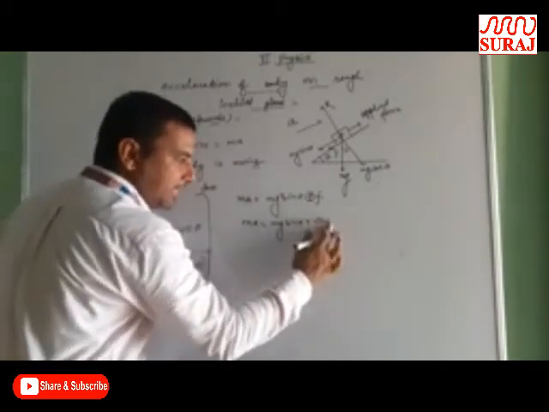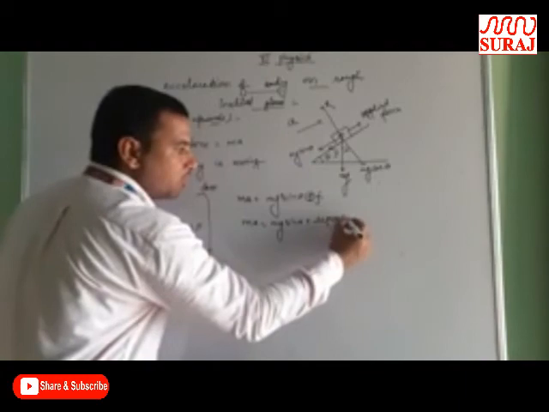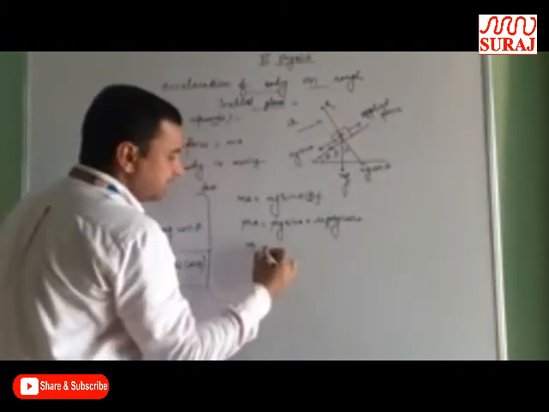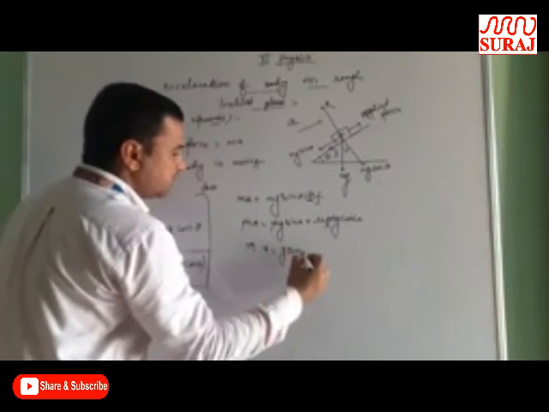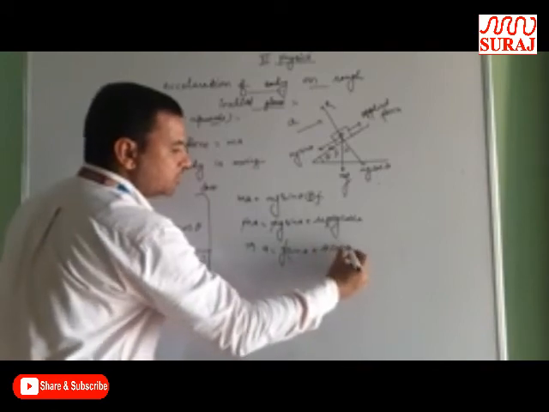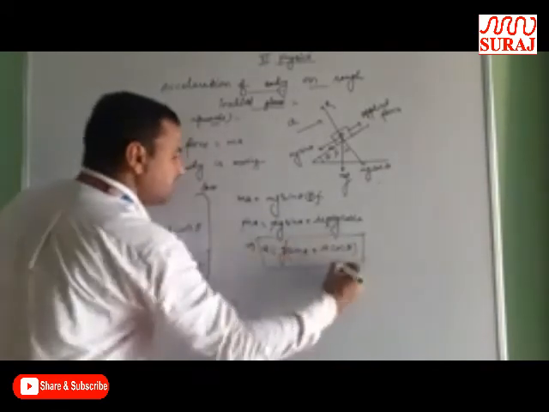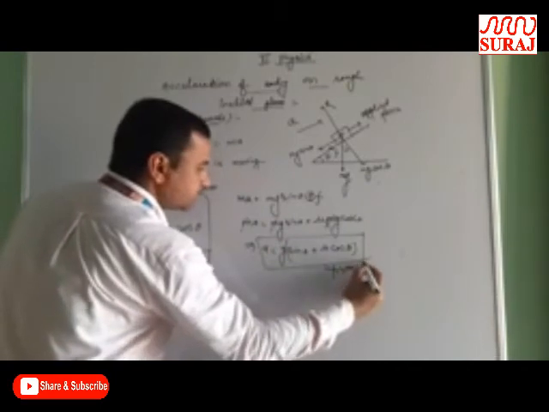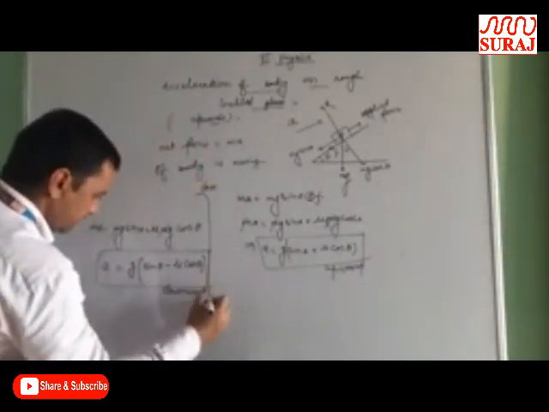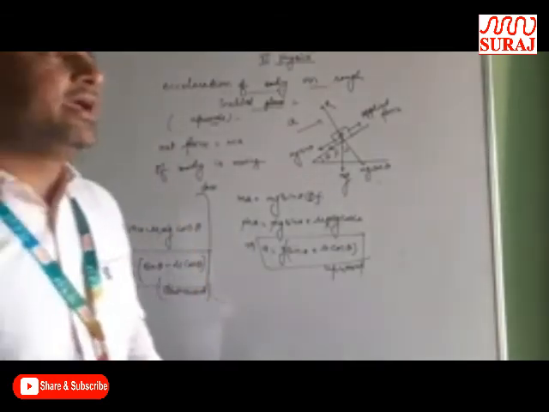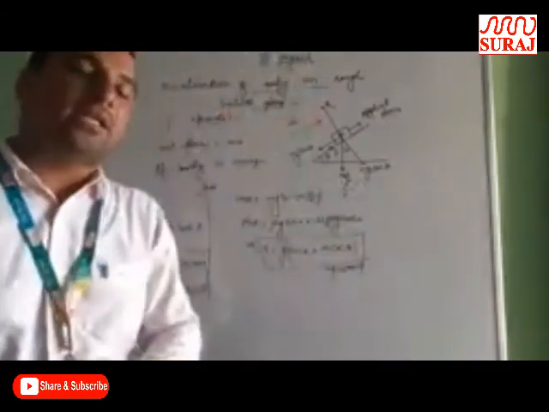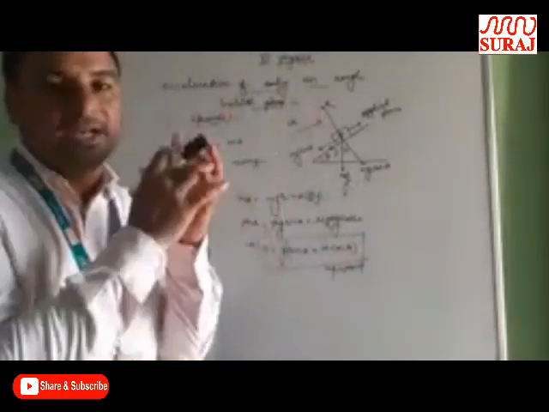Again R is equal to mg cos theta from the diagram. m cancels out on both sides. Then we get a is equal to g, taken as common, sin theta plus mu cos theta. This is the acceleration for upward, and that is for downward. If a body is moving upward and if a body is moving downward, then these are the expressions for acceleration of the body on the rough inclined plane.